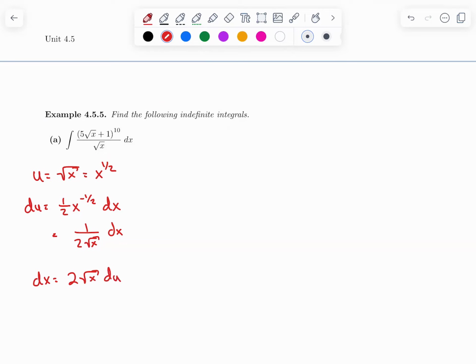So if I do that, then this would become the integral of 5u, remember, because square root x is u. So 5u plus 1 to the 10th power divided by u times 2 square root x du. And that looks like nothing's going to happen, but remember what u is. U is the square root of x.